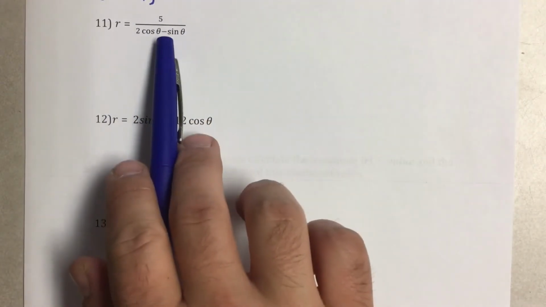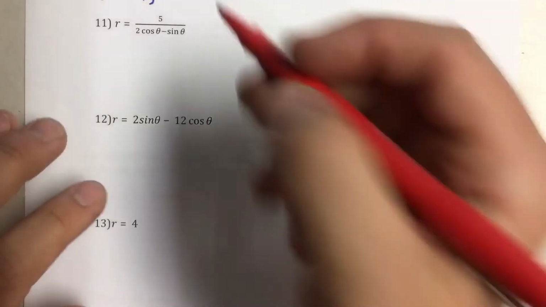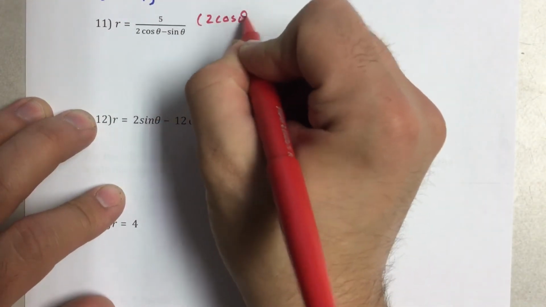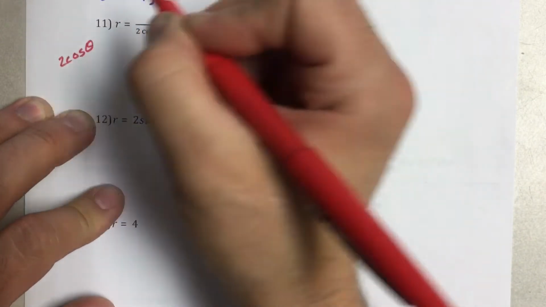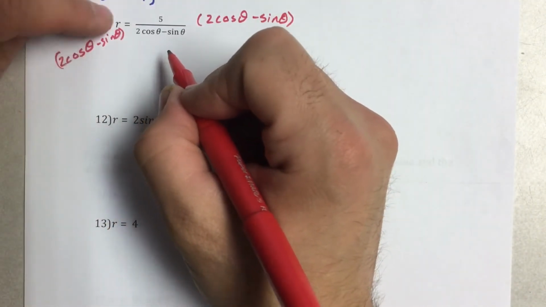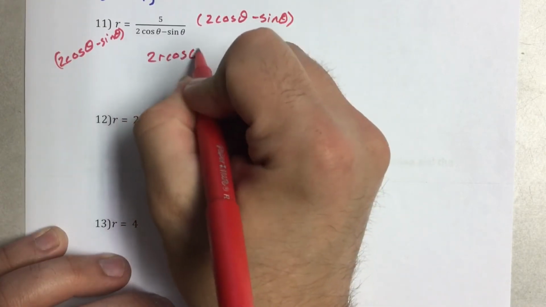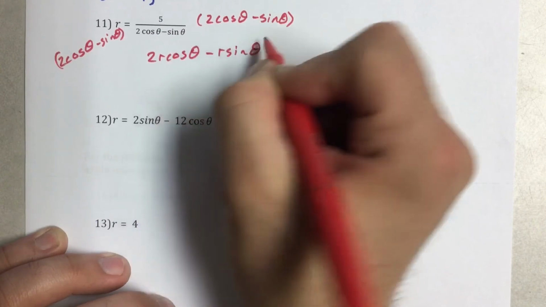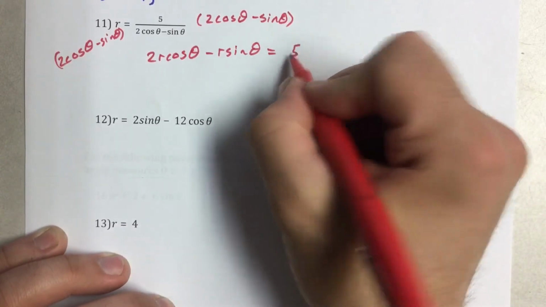So to deal with this, I'm going to multiply both sides, and I encourage you as well to think of this to remove the whole fraction from the problem. So we're going to multiply both sides by the denominator, so that's 2 cosine theta minus sine theta. That would give us, I'm going to distribute the r in, r times the first term, r times the second term. That would give us 2r cosine theta minus r sine theta. The purpose of multiplying both sides is that this will cancel, giving us just 5.